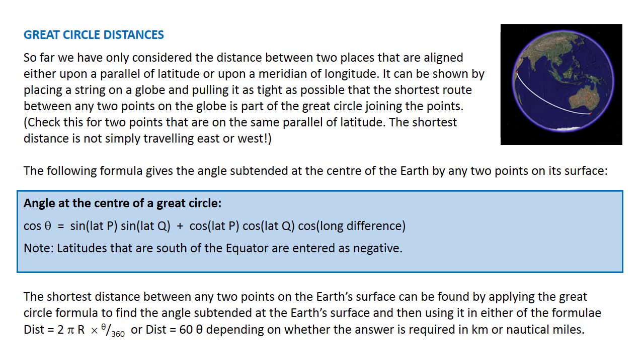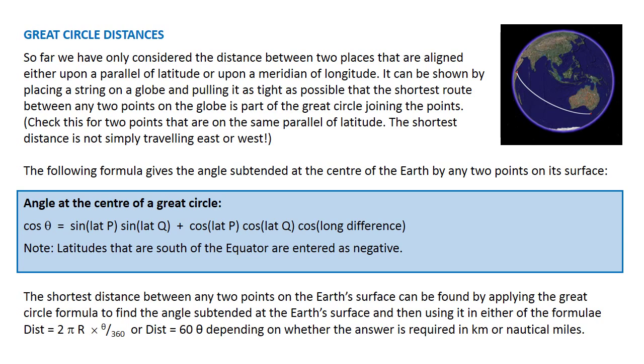Now, it can be shown by placing a string on a globe and pulling it as tight as possible that the shortest route between any two points on the globe is part of the great circle joining the points. You might like to check this for two points that are on the same parallel of latitude. The shortest distance is not simply travelling east or west.